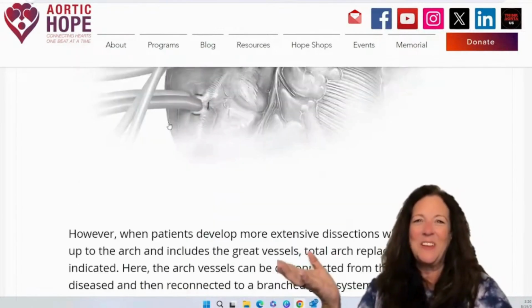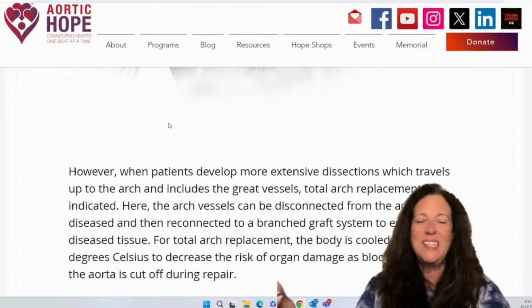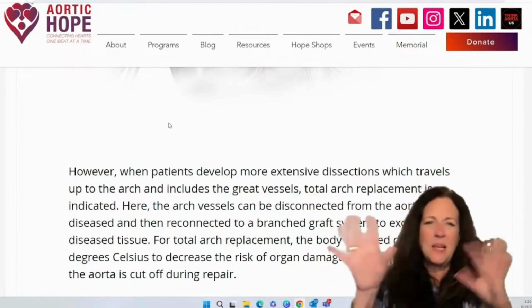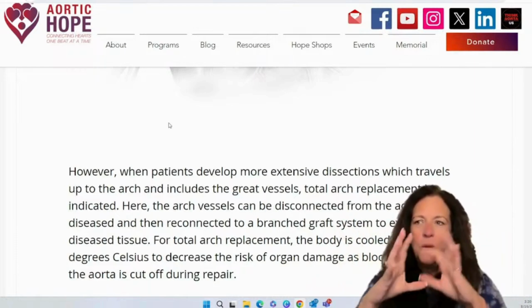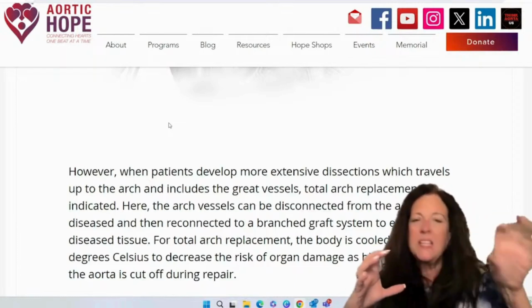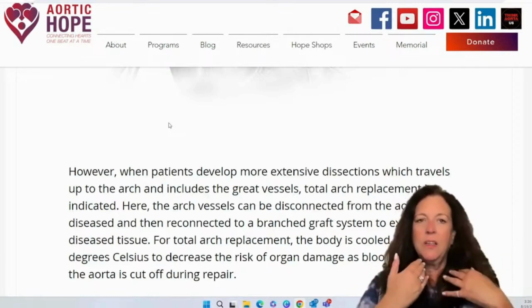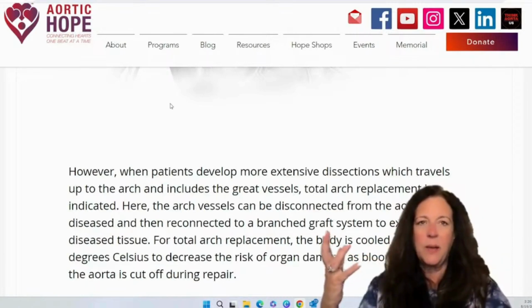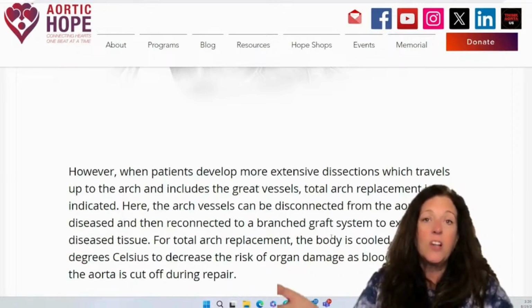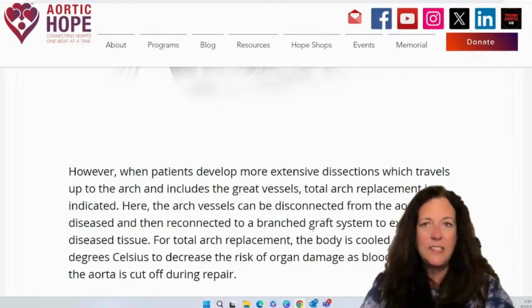Let me explain everything. The arch vessels can be disconnected from the aorta that is diseased, and then they get reconnected to a branched graft system. We've seen examples of these. Many of the doctors that I interview, including Dr. Caterino from last week, held up a piece of graft that had branches, whether it was 2 or 3, that lead up to the brain and to the sides of the body. And that was for somebody who needed a total arch replacement because the dissection involved beyond just the ascending.